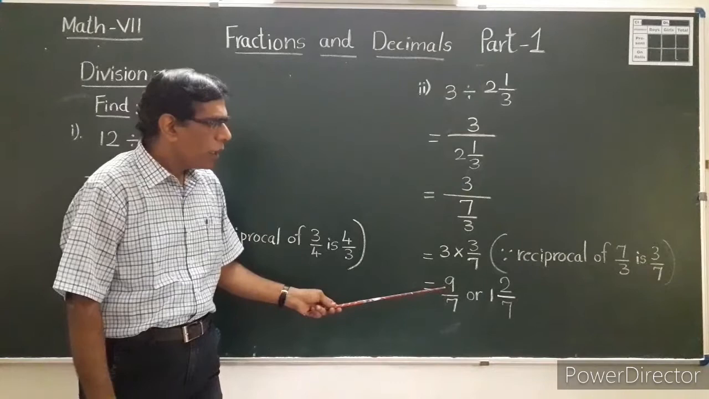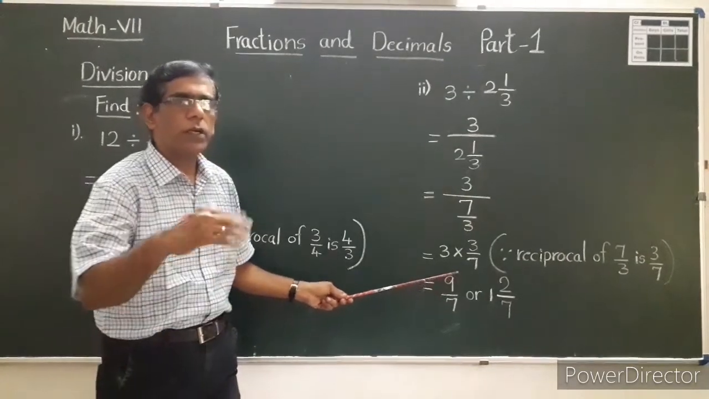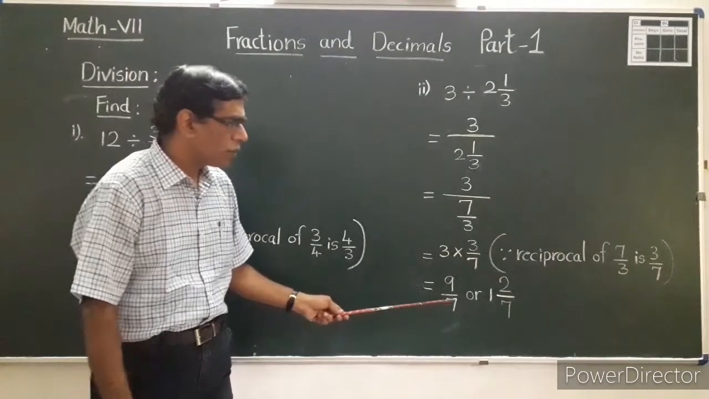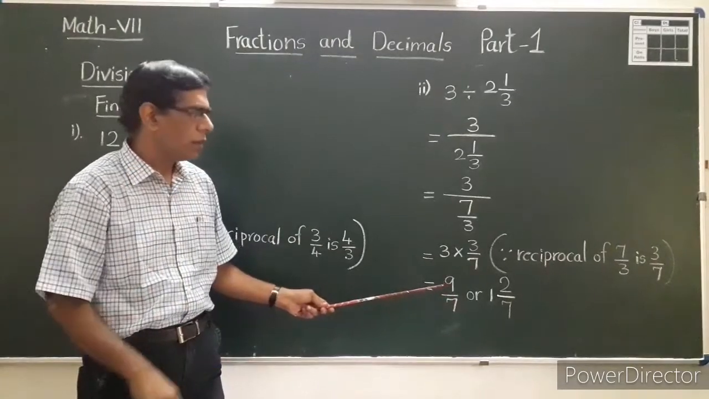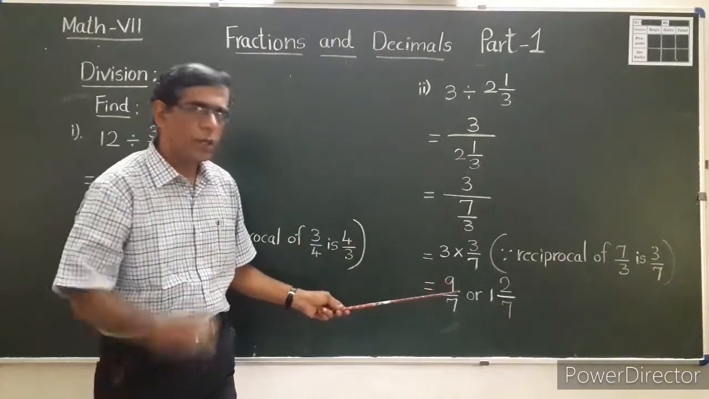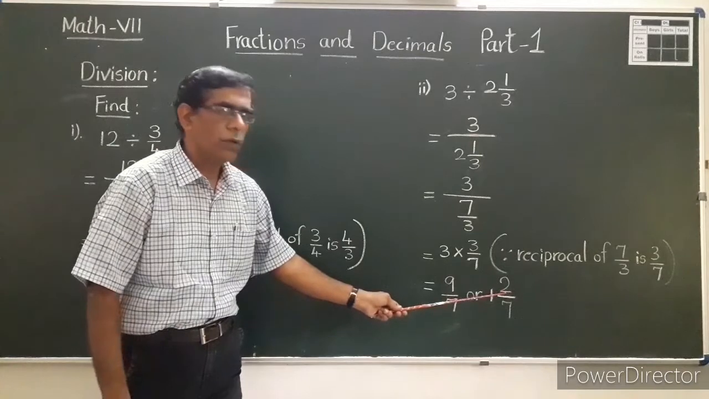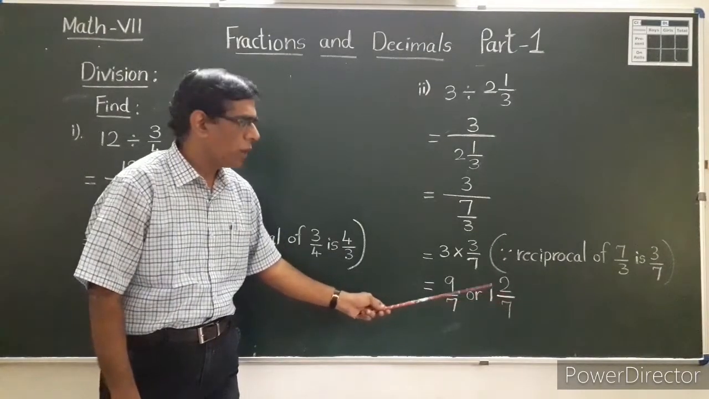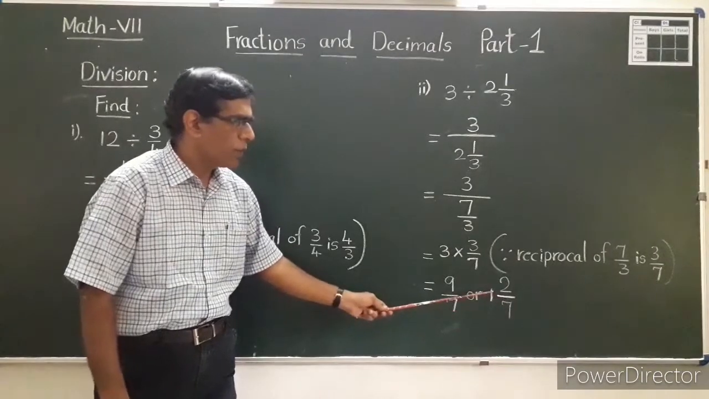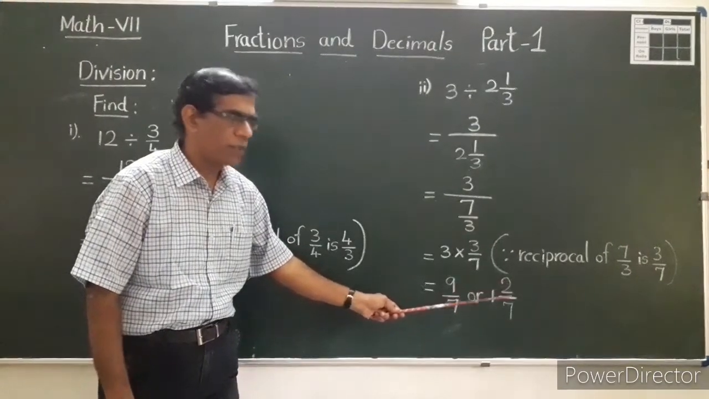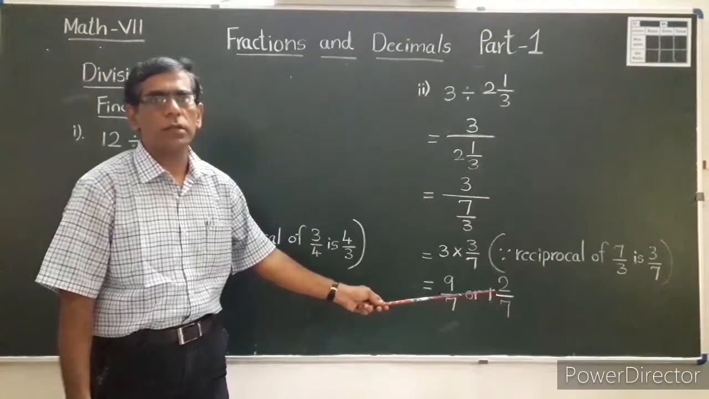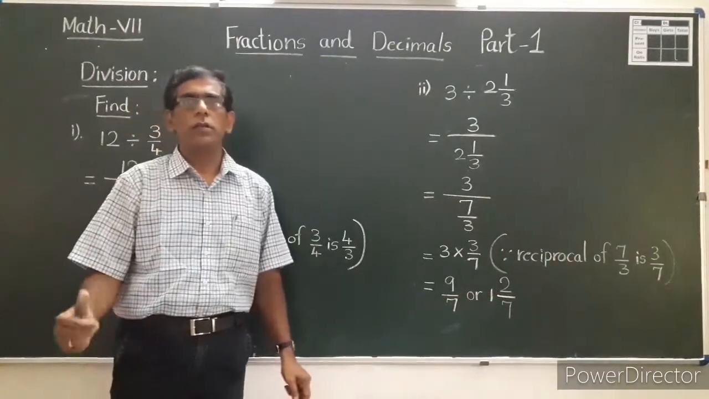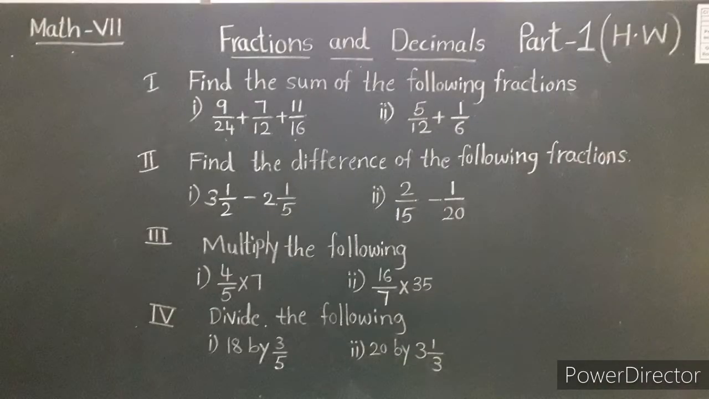So this improper fraction I convert into a mixed fraction. 7 ones are 7. 9 minus 7, 2 remainder. That 2 moves to the numerator. So 1 2 by 7. 1 is a natural number, 2 by 7 is a proper fraction. Okay. Thank you children.